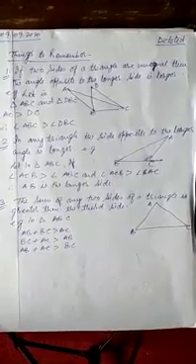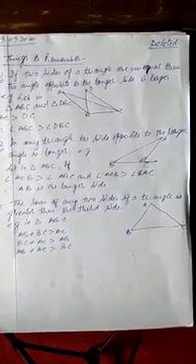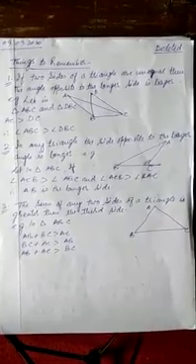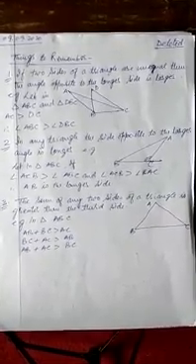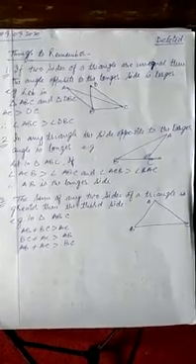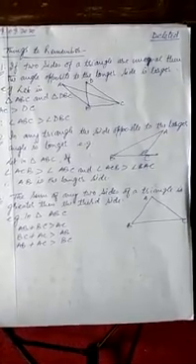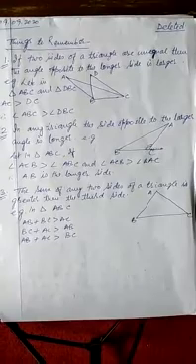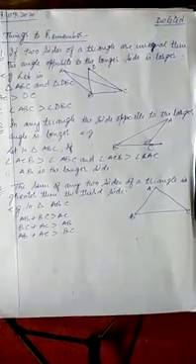For example, you can see the triangle ABC and triangle DBC. AC is greater than DC. Therefore, angle ABC will become greater than angle DBC. The proof is not in the syllabus, so you just have to remember these things.